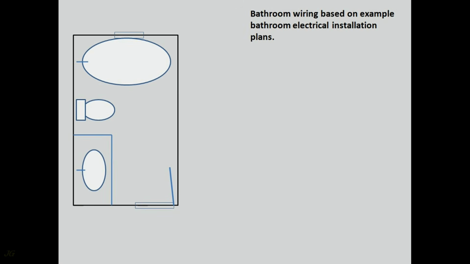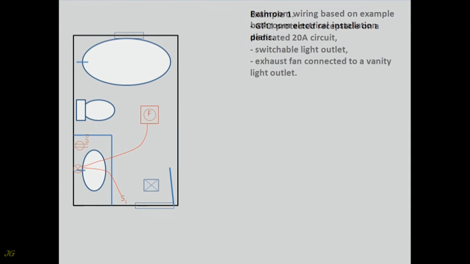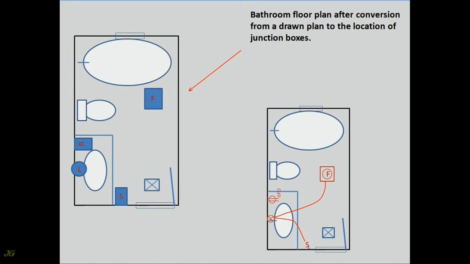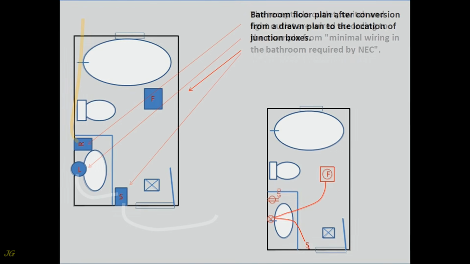Bathroom wiring based on example bathroom electrical installation plans. Example 1. GFCI protected receptacle on a dedicated 20 amps circuit. Switchable light outlet. Exhaust fan connected to a vanity light outlet. Bathroom floor plan after conversion from a drawn plan to the location of junction boxes.